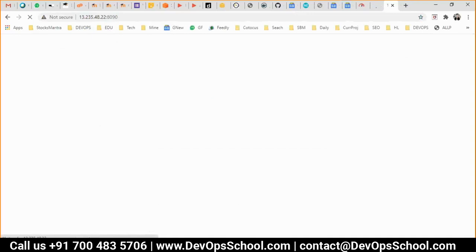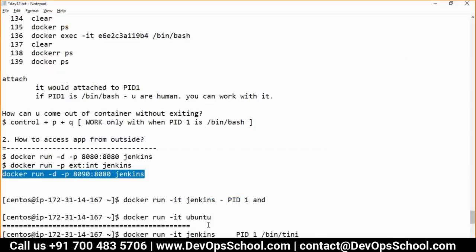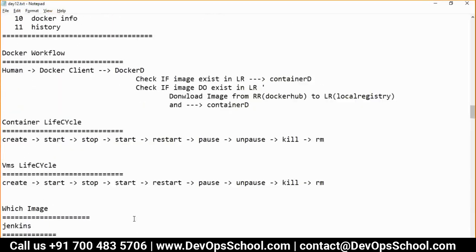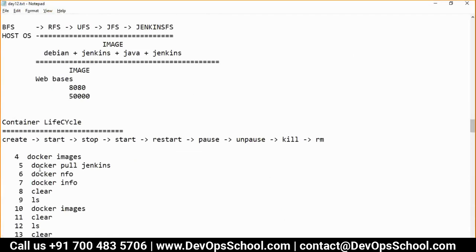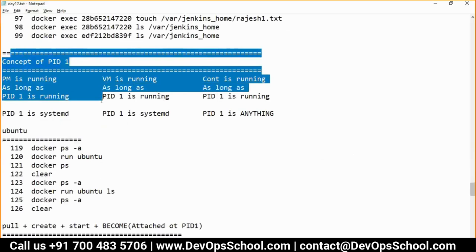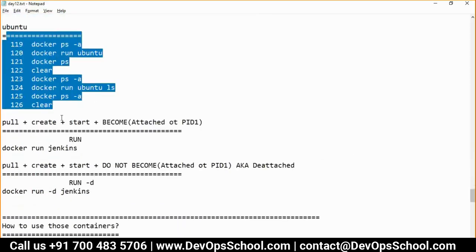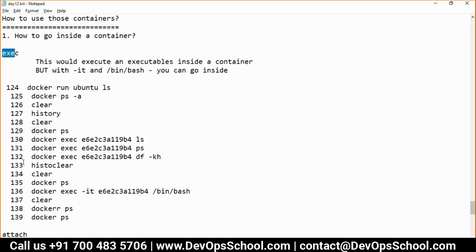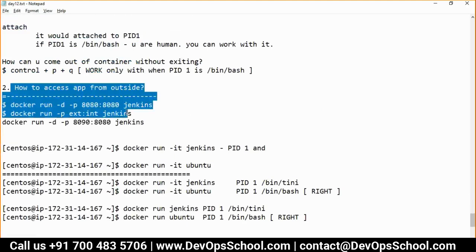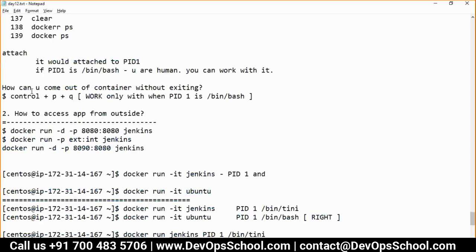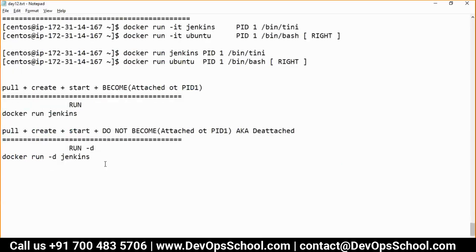So guys, this is the way you try to explain the behavior of containers. Let's do a little bit of recap. I did discuss the concept of PID with Ubuntu, run -d, how to use container, eject, attach, how to access from outside, and then the behavior of run, how to come out of the containers safely, and PID implementation. Did you understand this?